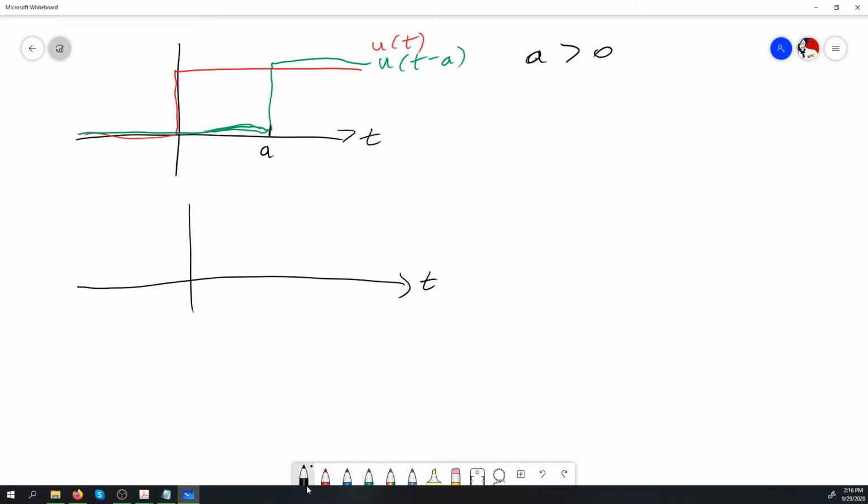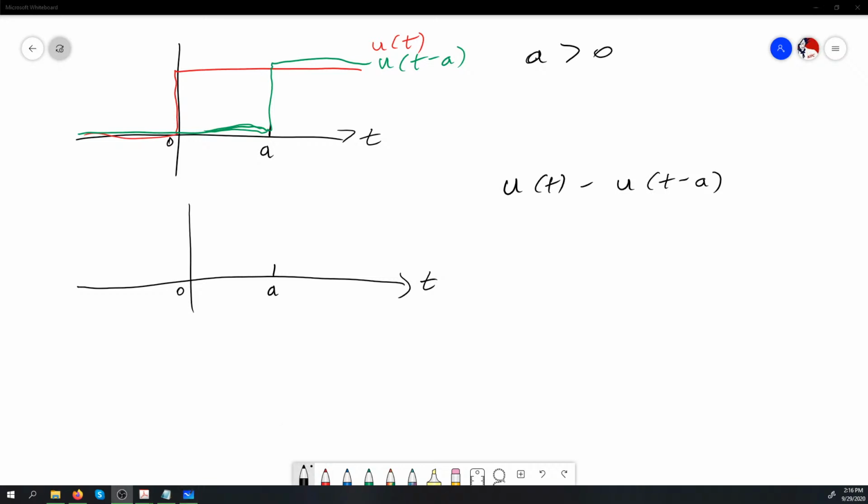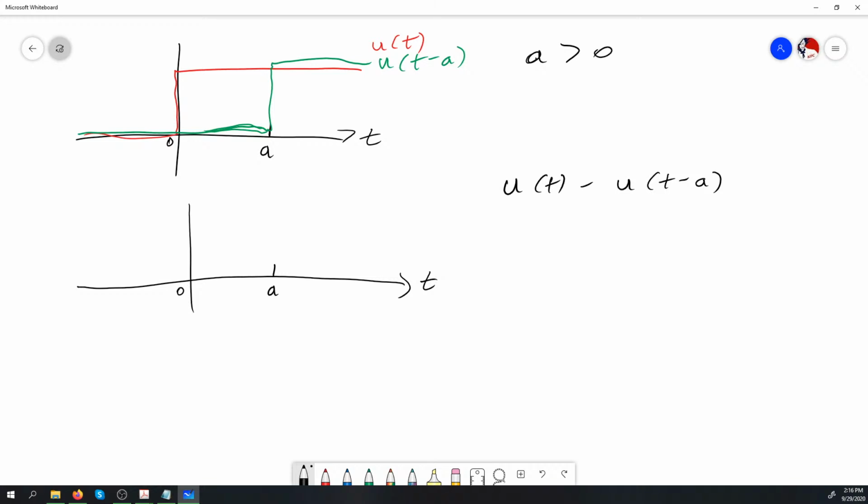So if we want to actually subtract the two signals, we want to observe this accordingly with our figure above here. If we observe what happens before 0, this is basically 0 minus 0. So our result here will just be 0. And between 0 and a, on the other hand, this is 1.